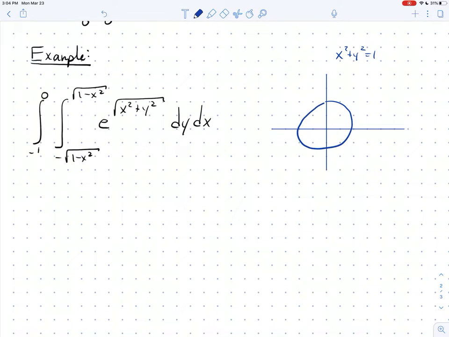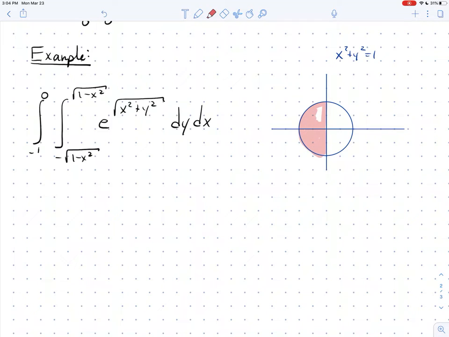I'm going to sketch it best I can. Something like that looks all right. Okay, so that's the equation. Y is going from the bottom portion of the unit circle up to the top portion of the unit circle. The key, though, is x. You can see x is going from -1 to 0. So what does that mean? It means that x is going from -1 to 0. We're on this side of the unit circle.